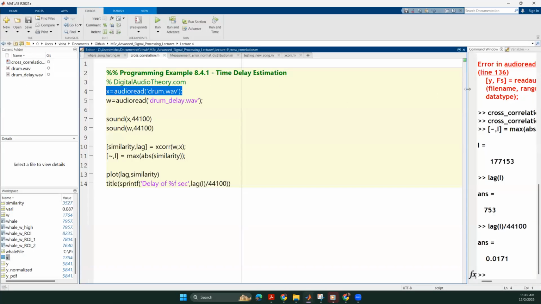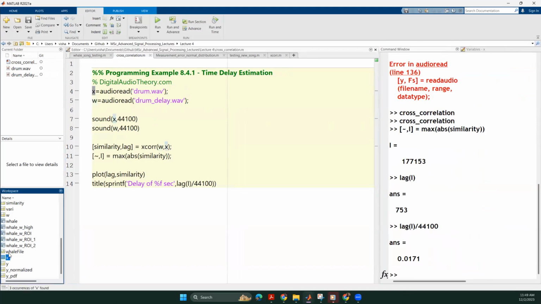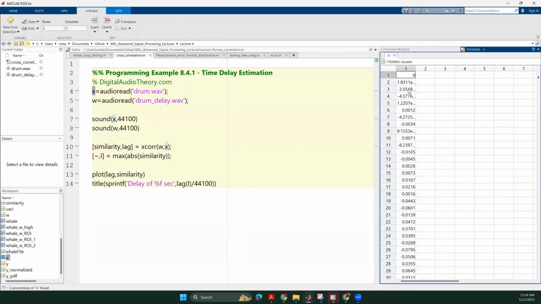In this code, I'm sampling the sound wave, drum.wave, which is the first signal that is getting transmitted. This is the delayed version of that same drum signal, and it is sampled using this function and stored in this variable. You can go to the variables tab and see the amplitudes of the X variable. There are different amplitudes for this X signal, and for W also.